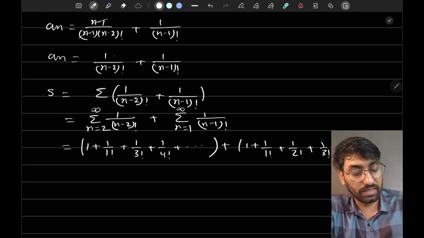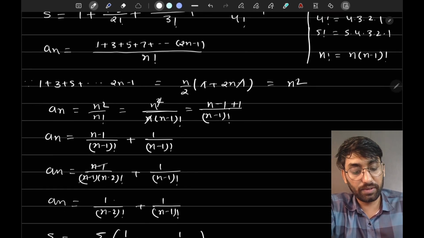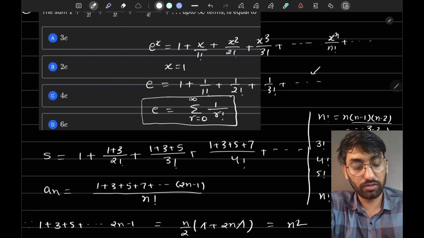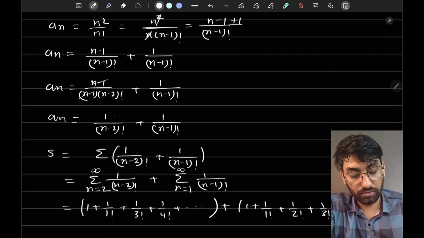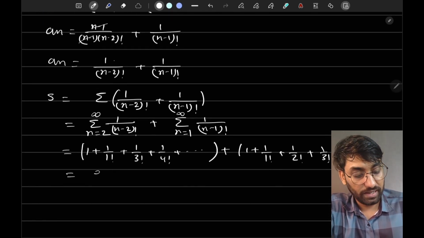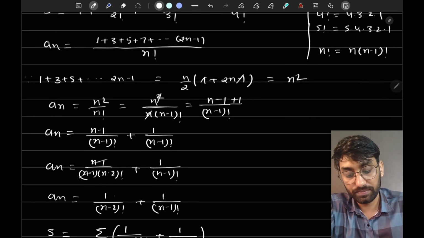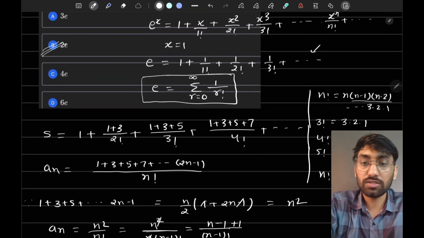And this is nothing but what? From the above result that I gave you previously, e equals 1 plus 1 by 1 factorial plus 1 by 2 factorial, and so on. So, that will become e. So, this is nothing but e, and again this I will have e. So, what will I get? I will get S equal to 2e, right? So, my answer will be S equal to 2e. So, which option? Option B.